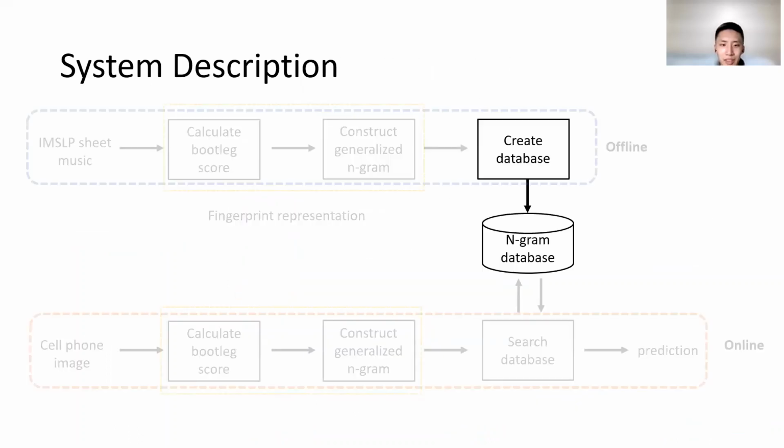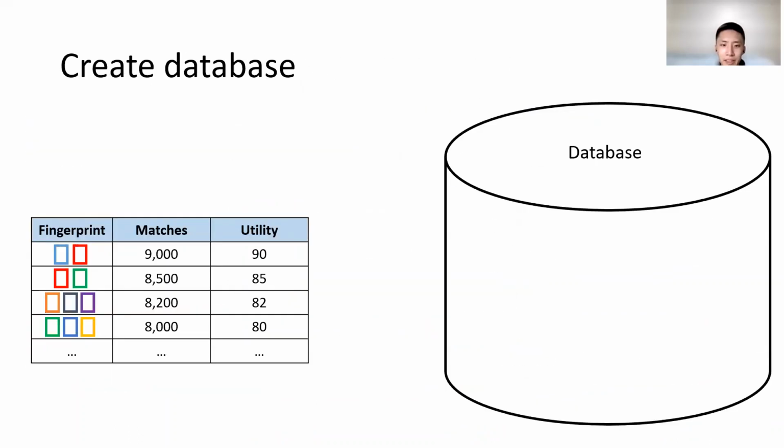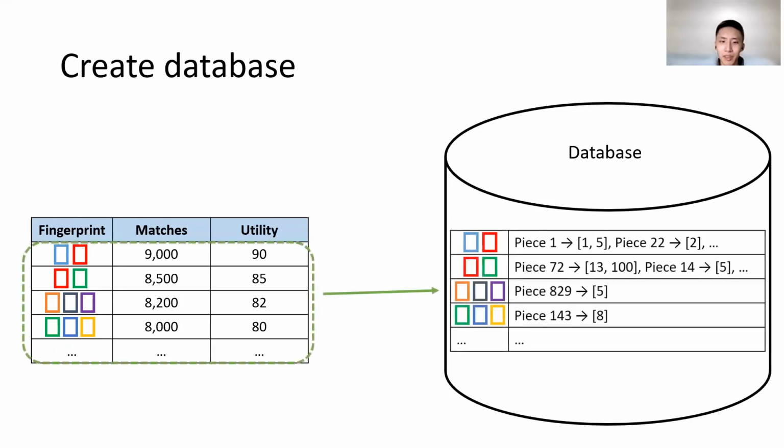Next, we discuss the process of creating the database. In this step, we construct a reverse index for the generalized n-grams in IMSLP. Because IMSLP is so large, we cannot fit all n-grams into RAM, so we have to select a subset of n-grams. To do this, we compute a utility score for each fingerprint by multiplying its probability of correctness with its frequency of occurrence. We sort fingerprints in decreasing order of utility and insert as many as possible into the database until we run out of memory.